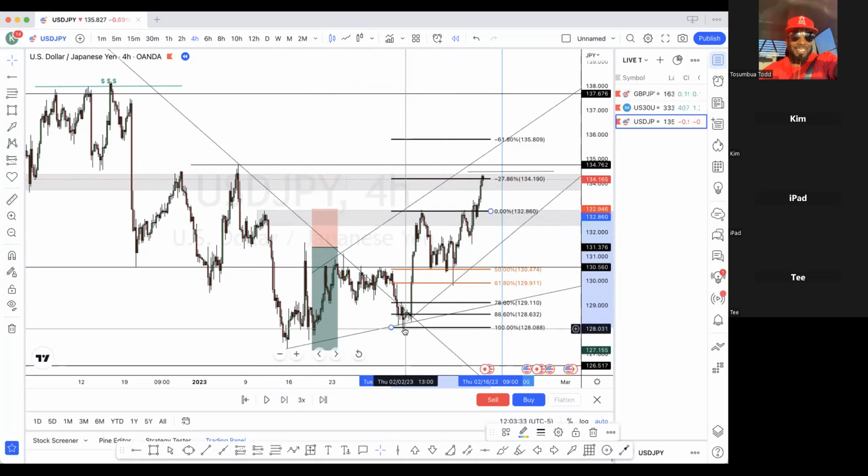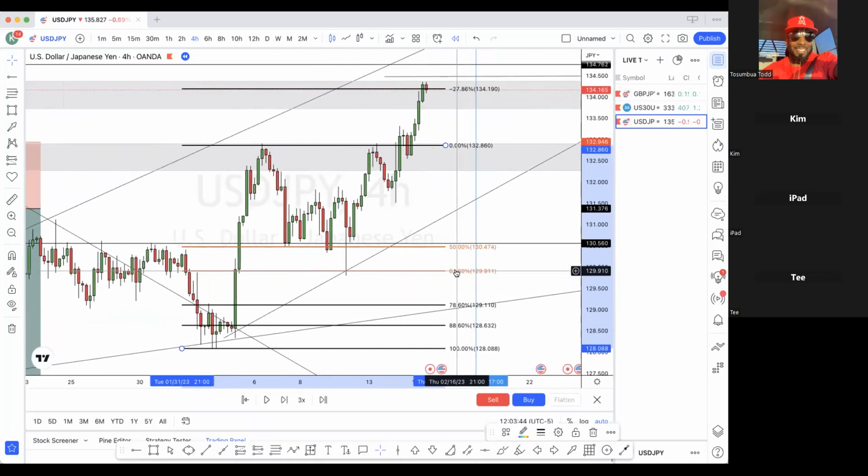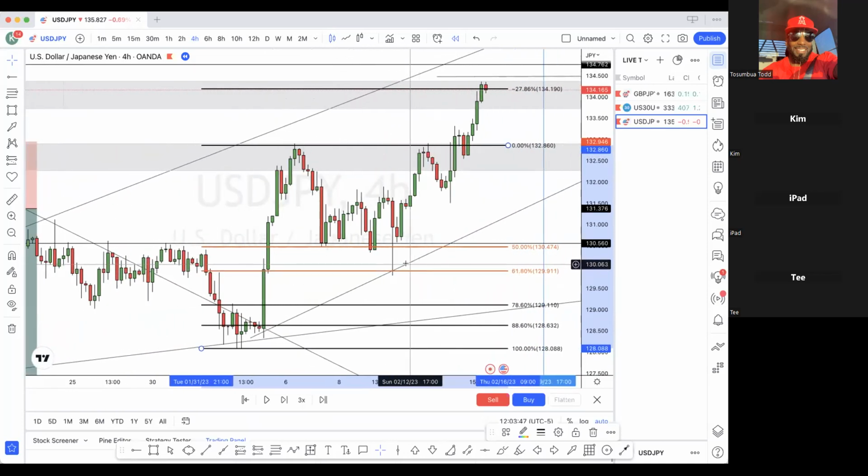So you fib this move, this big significant move up. As it's pulling back, you draw your fib. It pulled back to the 61, which I would have definitely said there's a violated order block here.